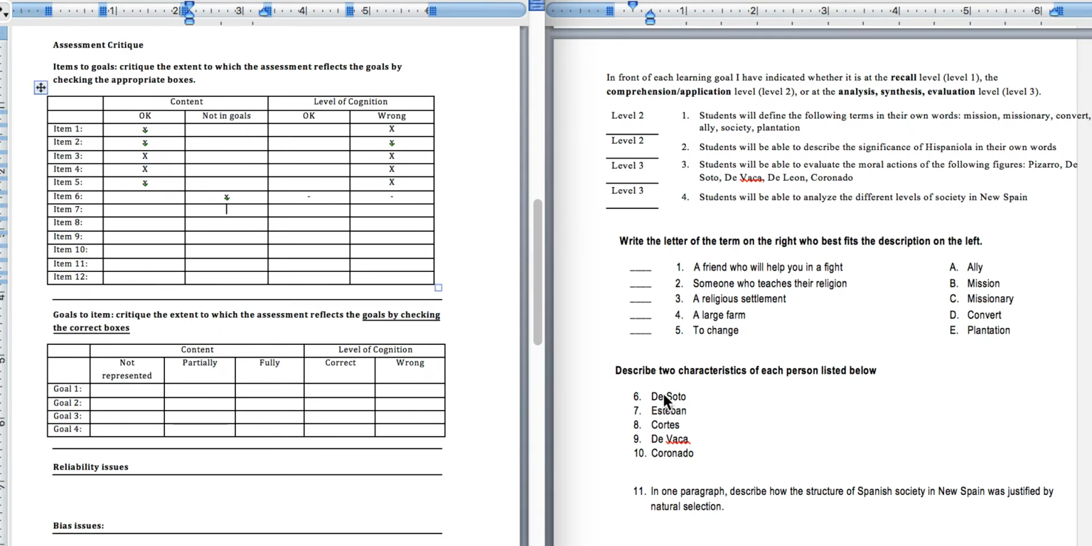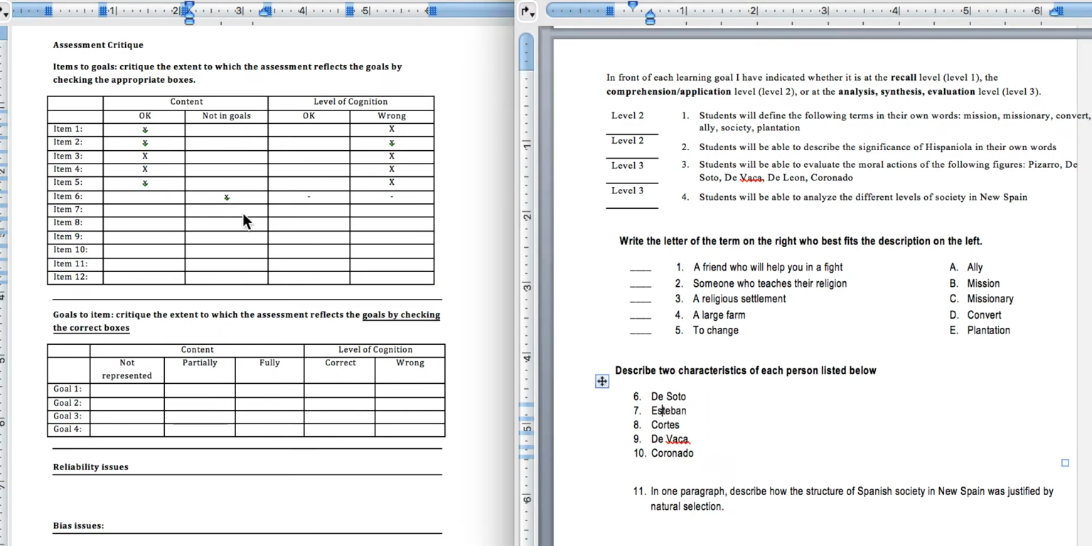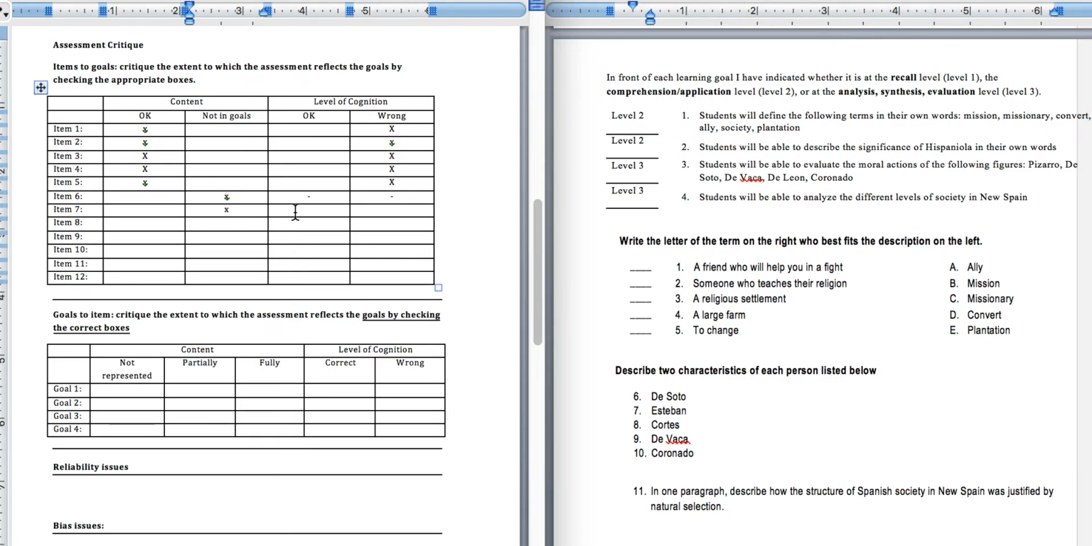If I look at the next item, 7 for Esteban, he is not in the goals. Should have been, but he isn't. But because he's not in the goals, he shouldn't be on the assessment. I look at Cortez. When I look in the goals, I don't see him. So he should not be in here either.